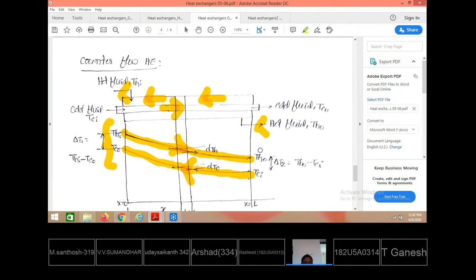At the exit of the heat exchanger, what is delta T2? Delta T2 is the difference between these two terminal temperatures, TH naught minus TCI. After looking into the parallel flow and the counterflow heat exchanger, for estimation of delta Tm, that is the mean temperature difference, we must know all the terminal temperatures. For the hot fluid, inlet and outlet temperatures must be known, and for the cold fluid, inlet and outlet temperatures must also be known.